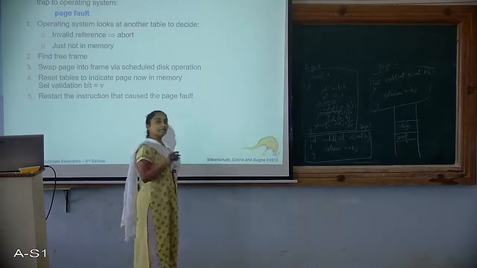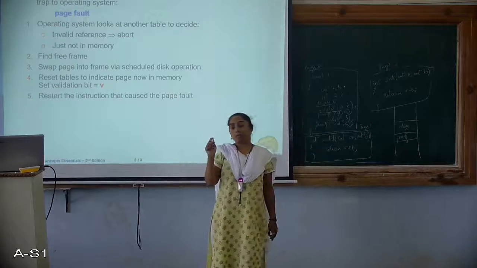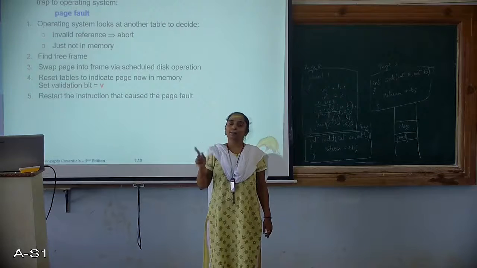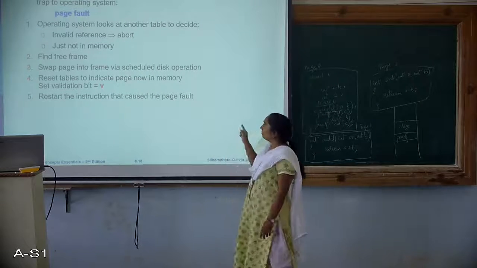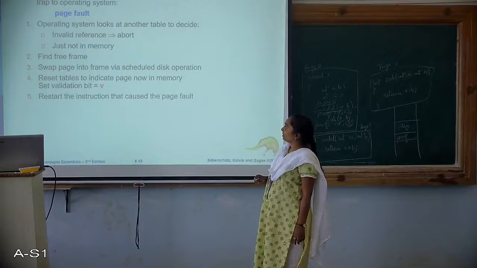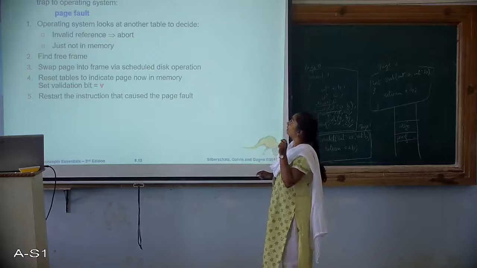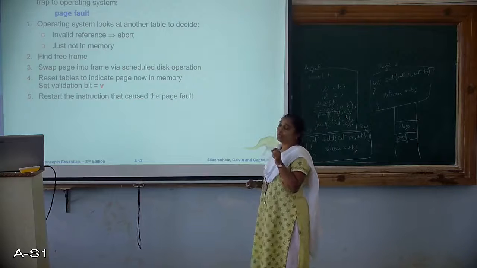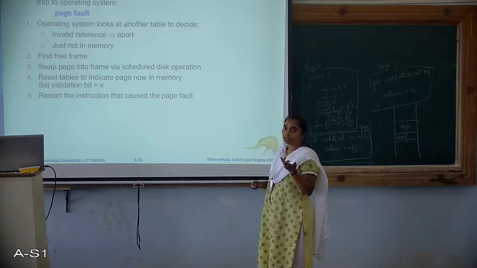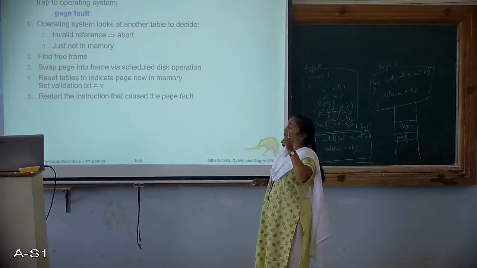So what is a page fault? A page fault is an interrupt that is generated when a page reference is requested and the page is not present in the physical memory. So if there is a reference to a page, the first reference to that page will trap to the operating system as a page fault. If the page is not present in the main memory, it will generate a page fault.